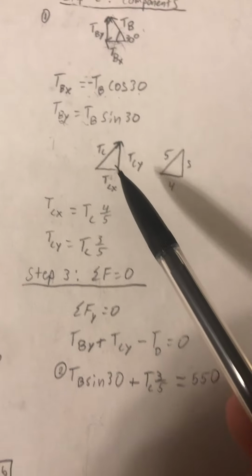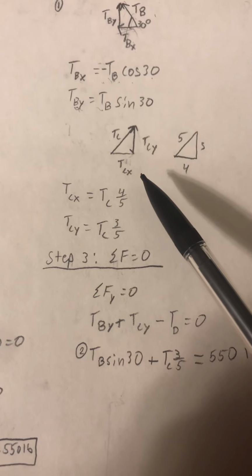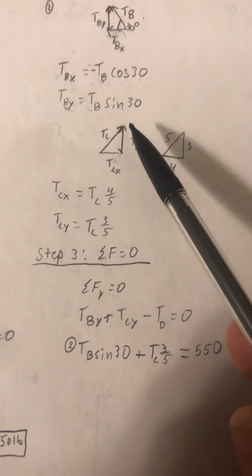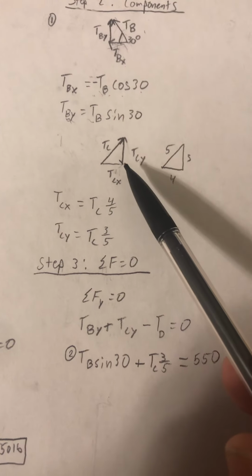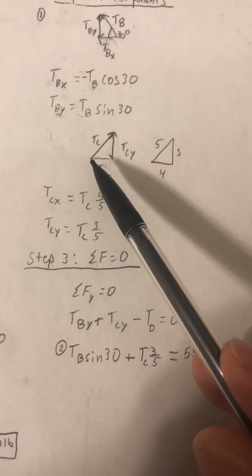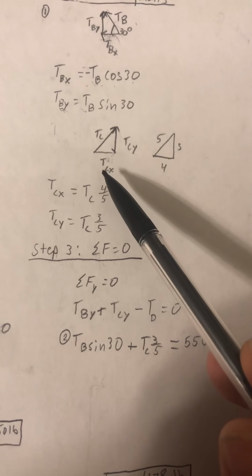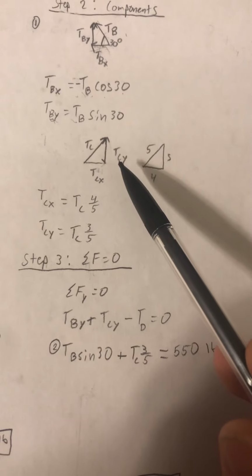On the TC, I did the same thing. I drew TC exactly how it is on the free body diagram, and then I went right and up with it. So that gives me my TCX and TCY.